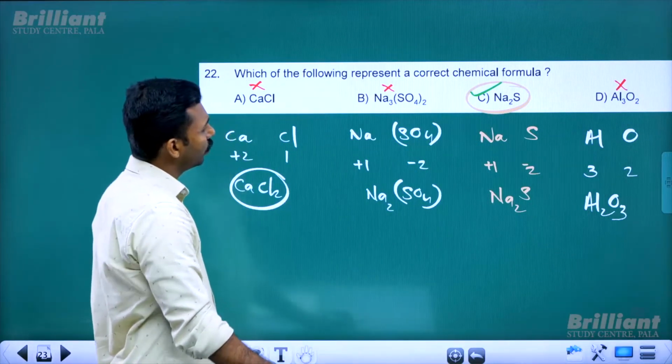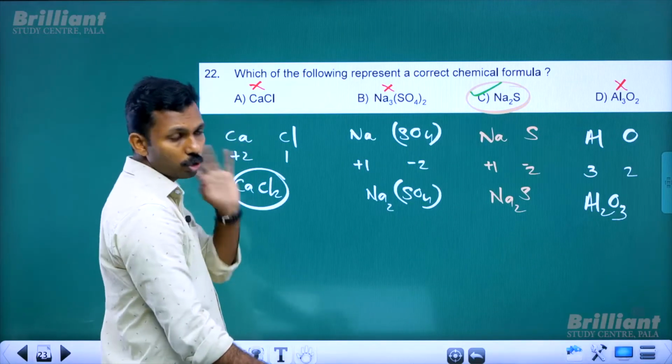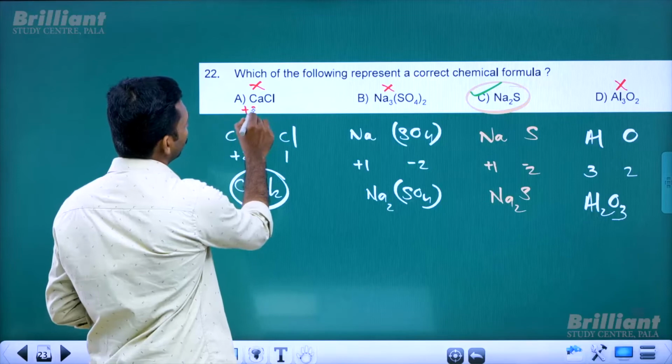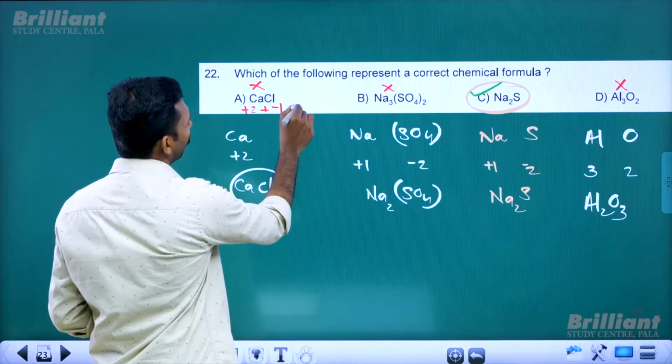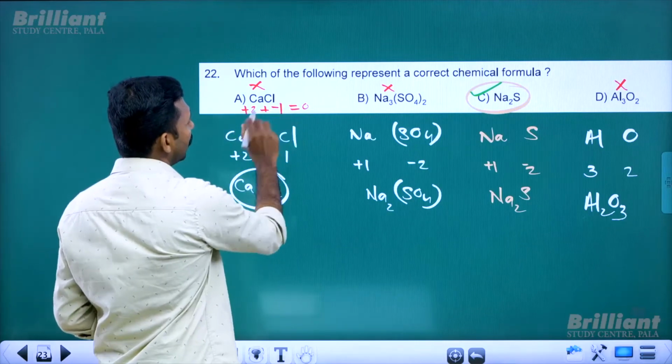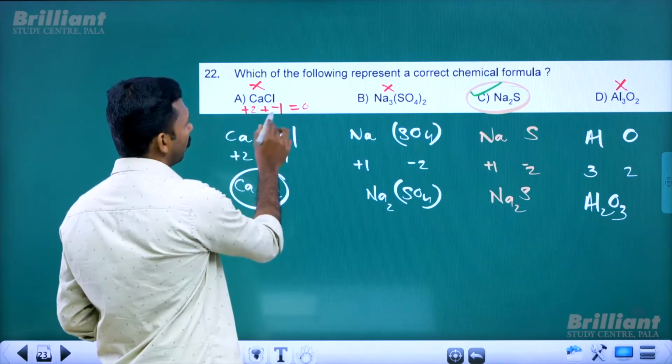There is another way also you can check. Calcium we know is plus 2, chlorine we know is minus 1, so the sum should be 0. Is it equal to 0? Plus 2 plus minus 1 is plus 1.